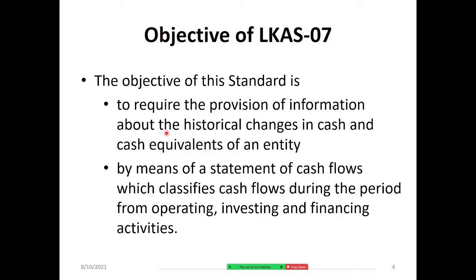They can compare the last 2-3 years of cash flow statements, and they can compare how the cash is moved across the years. So then it is by means of the statement of cash flows, right? The cash flow statement classifies cash flows during the period from operating, investing, and financing activities. So when you look at the cash flow statement, you can find three main headings. The first heading is operating activities: cash flow from operating activities, cash flow from investing activities, and cash flow from financing activities.